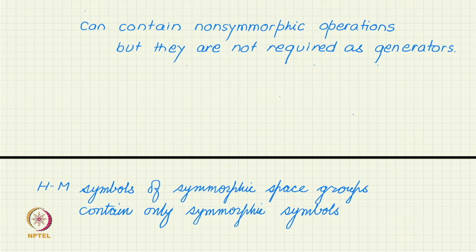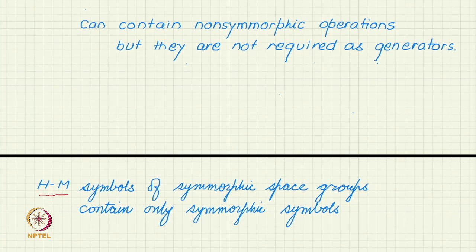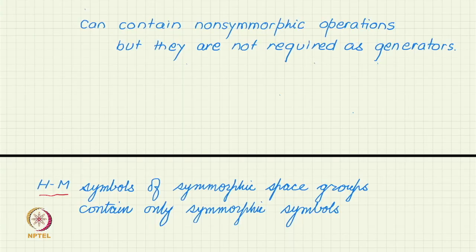Now, let us look at Hermann-Mauguin symbols. One of the characteristics of Hermann-Mauguin symbols is that they give you all the essential generators of any space group. So, the Hermann-Mauguin symbol itself is a collection of generators, and since symmorphic space groups do not require non-symmorphic generators, they do not require screw and glide as their generators. In the symbols of symmorphic space groups, there will be no screw or glide operations. So, they will contain only symmorphic symbols.